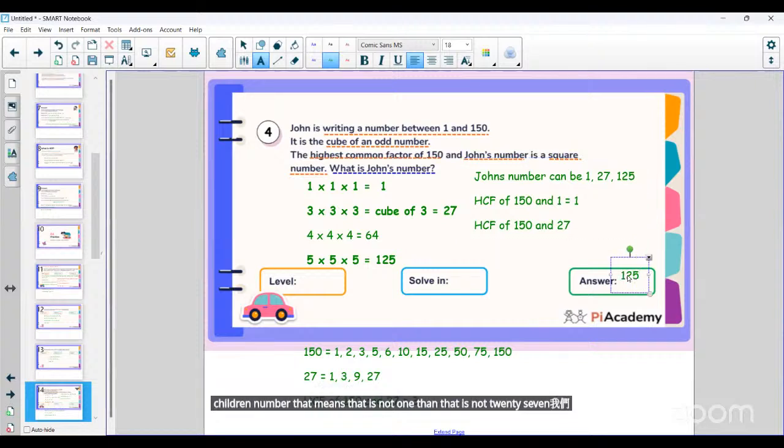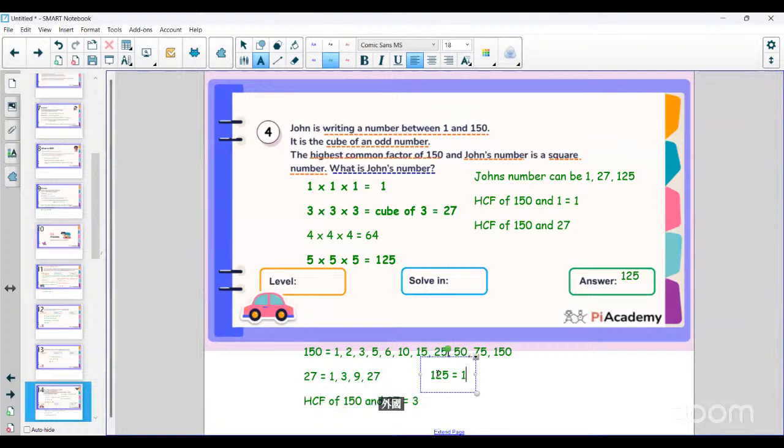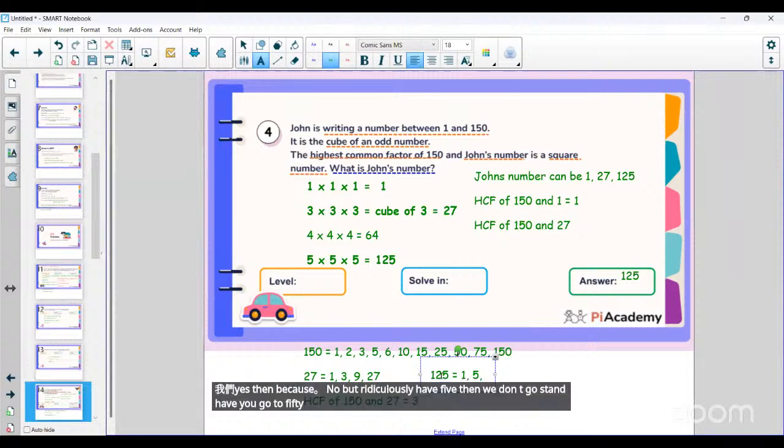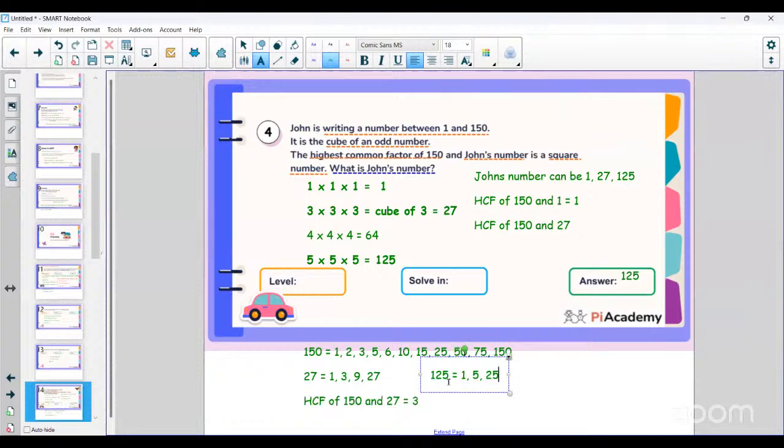Let us very quickly find the factors of 125. Well, we got 1. Then 3, no, but we directly have 5. Then we don't have 10. Have we got 15? No, right? Then I guess we directly got 25, isn't it? Then anything in between? I guess then we directly have 125.